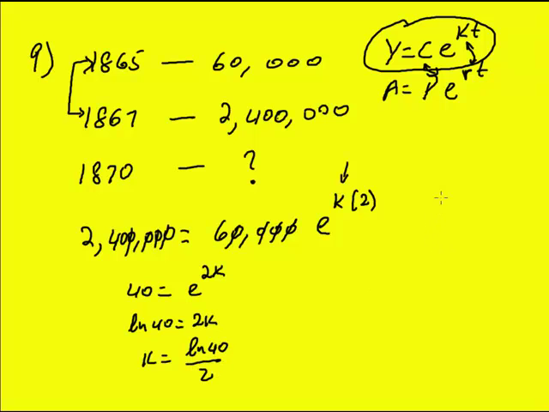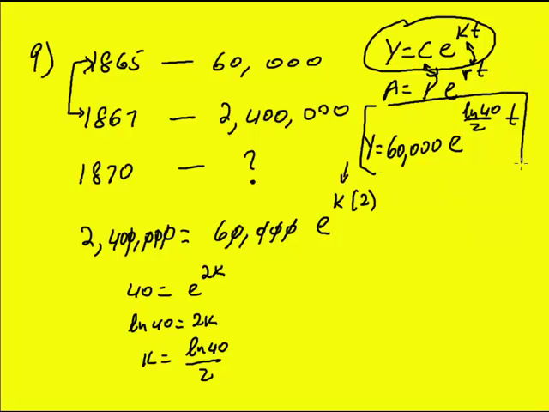So now we have our equation. Our equation looks like this: Y is equal to 60,000 e^(kt), and we know what our k is. K is ln of 40 over 2, times time. Now we have our mathematical model. We need to predict the future. So this took 2 years. From 65 to 70, that's going to be 5 years. So we want to find out what happens when t is equal to 5.